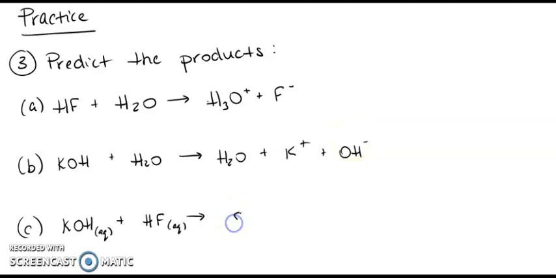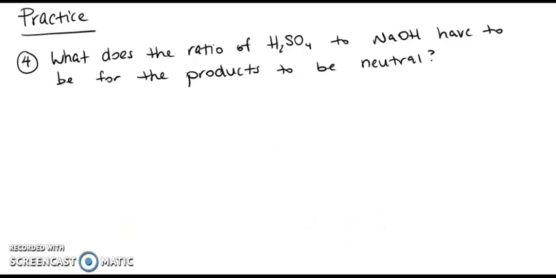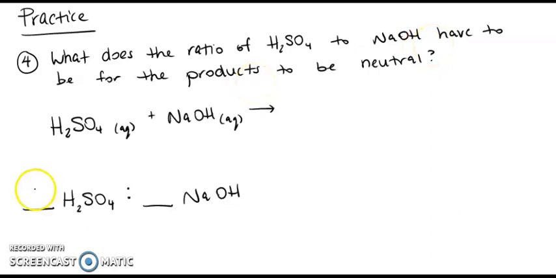So this is a neutralization reaction because I have an acid and a base. So I'm going to get a salt in water, and the salt is going to be from this double displacement reaction. So I'll get potassium fluoride with water. Okay, last one. What does the ratio of this acid, sulfuric acid, to sodium hydroxide have to be for the products to be neutral? How many of these to how many of these for there to be neutral products?